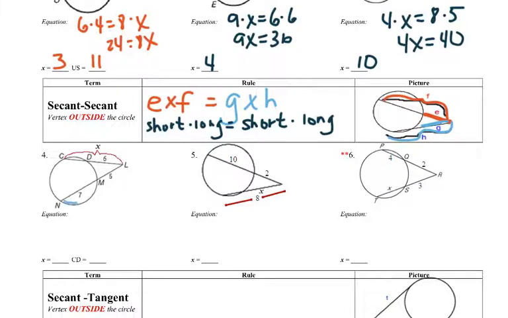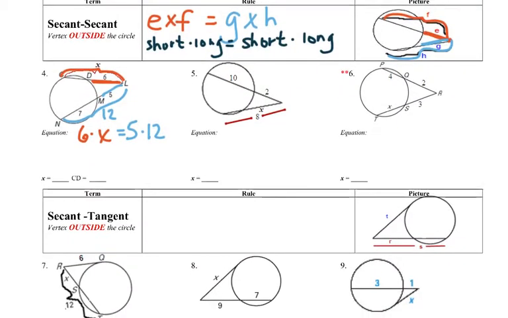Now sometimes you have to add up the two, like 7 plus 5 in number 4, to give me the long segment. But if I'm going to do my equation, short times long, so 6 times x, equals short times long, and the long is 12. The long is not 7. People will think it's 7, but you have to do the whole entire thing. X is 10 here.